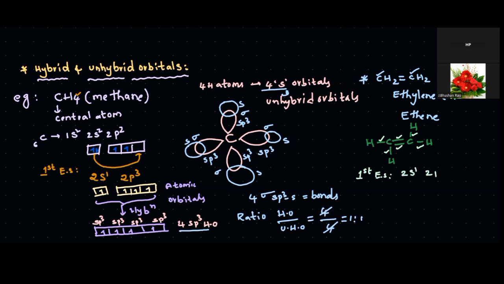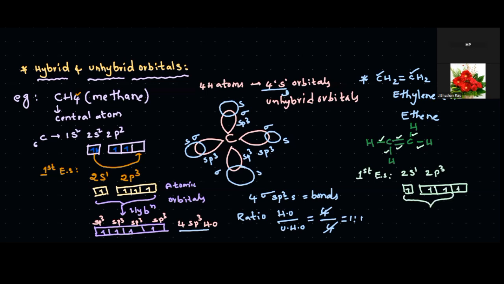Now, the s orbital representation here is 1, and the p orbitals are 3 orbitals. But calculate the number of sigma bonds here. How many are present? 1, 2, 3 only. Here also 1, 2, 3. One is the pi bond. So 1 is the s orbital, and the remaining 2 p orbitals are involved in the hybridization.